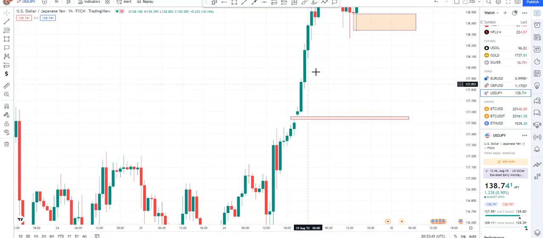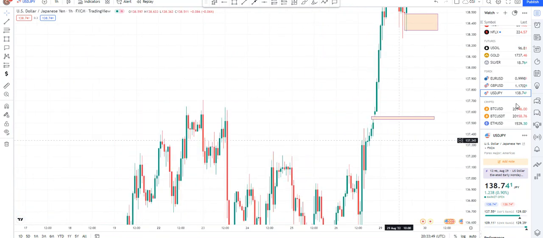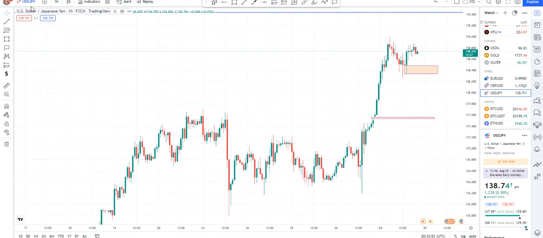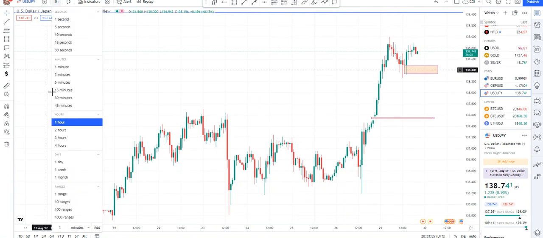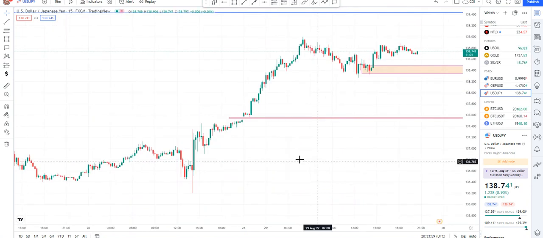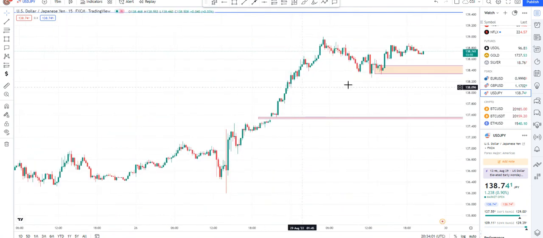So this is a strong imbalance here. There's an order block down here, right? Another order block down here as well. So we want to see all the areas that we can have a good reaction on a 15 minutes time frame.